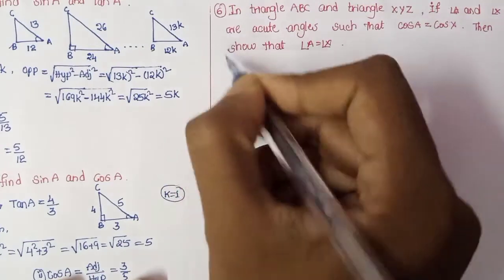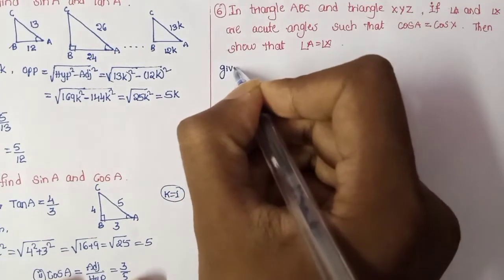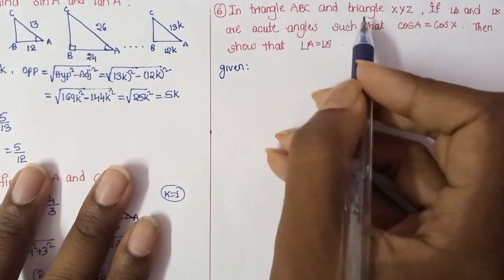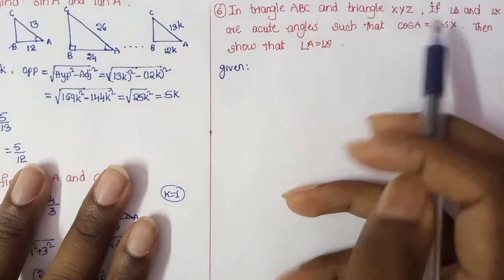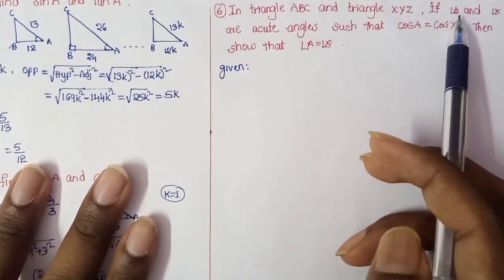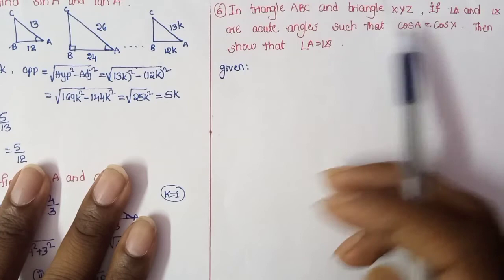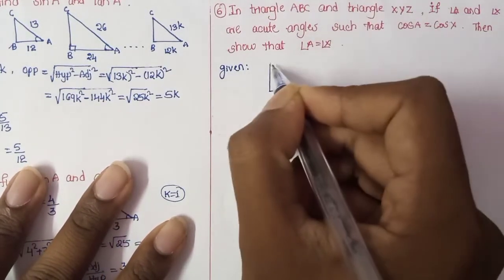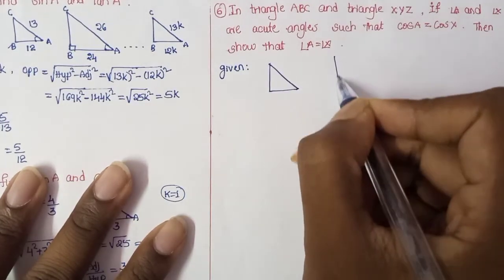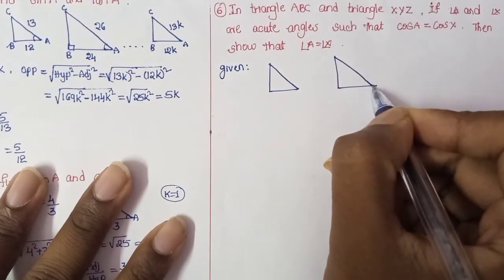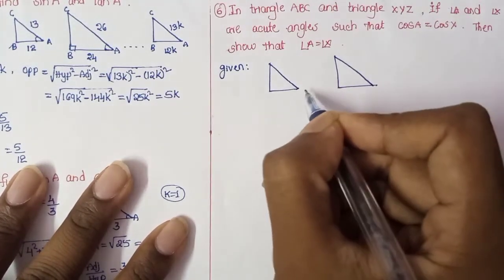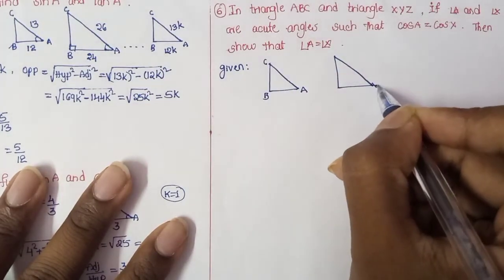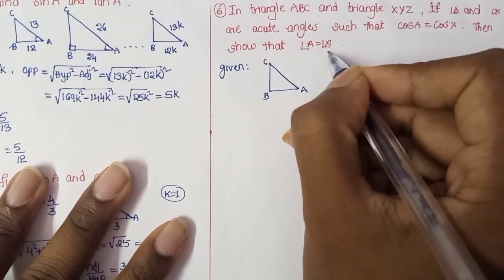So let us read the question again with some analysis. Given two triangles ABC, XYZ. If angle is already given, cos A and cos X, that means these two are right angle triangles. So first let us draw two right angle triangles here. This is one right angle triangle, this is another right angle triangle. So let us say this is A, B, C, X, Y, Z.